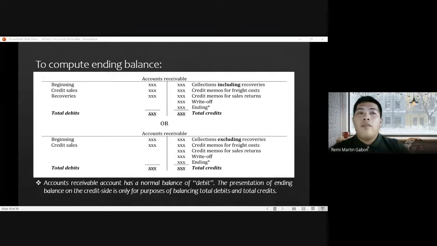Pangalawa, FOB destination, freight collect. Si seller sana ang responsible, kaya nga FOB destination, but because freight collect, si buyer ang nag-shoulder. Okay? Nag-gets na ako doon?